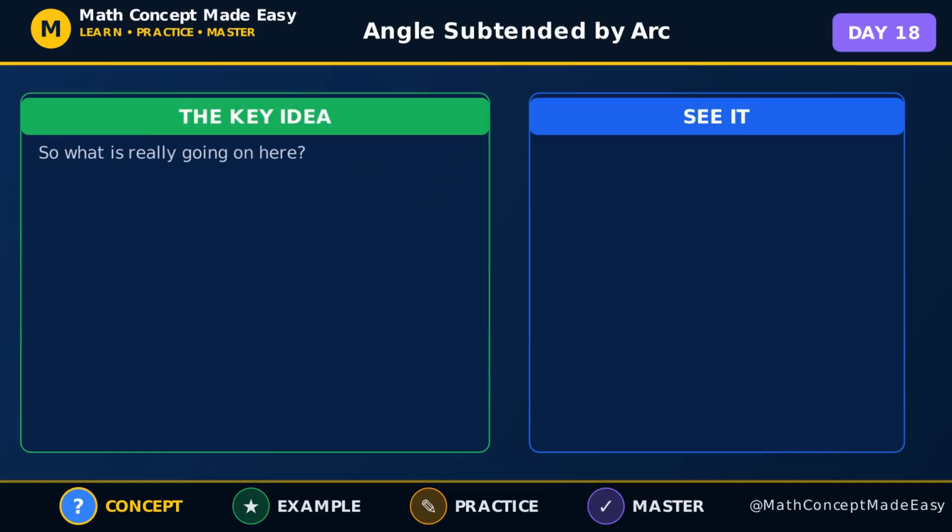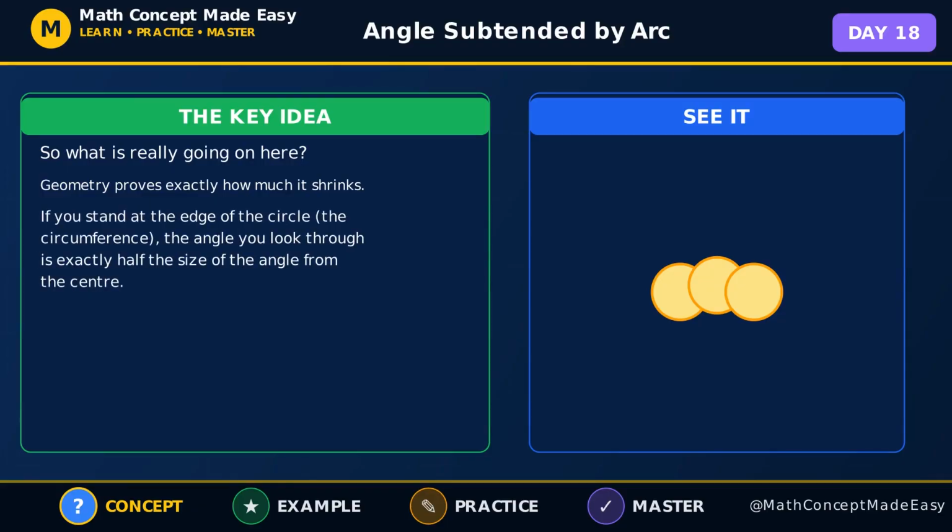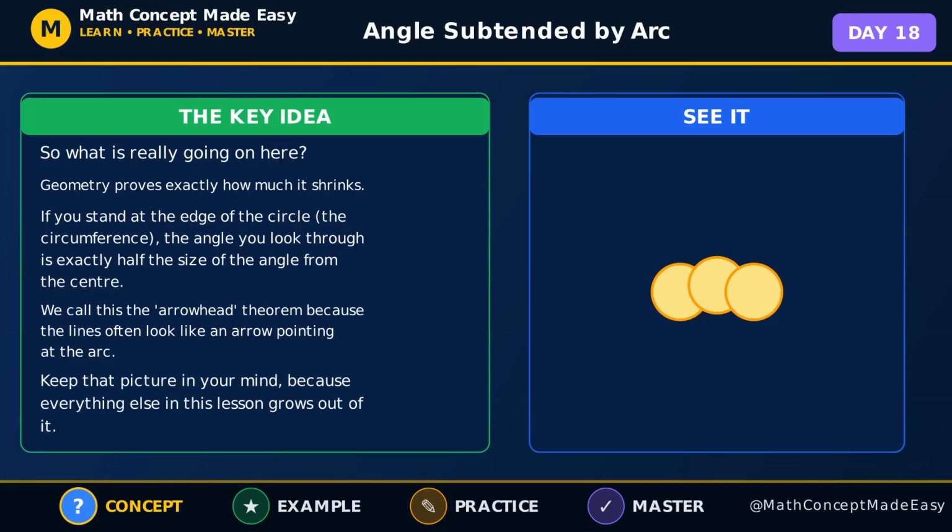So what is really going on here? Geometry proves exactly how much it shrinks. If you stand at the edge of the circle, the circumference, the angle you look through is exactly half the size of the angle from the center. We call this the arrowhead theorem because the lines often look like an arrow pointing at the arc. Keep that picture in your mind, because everything else in this lesson grows out of it.